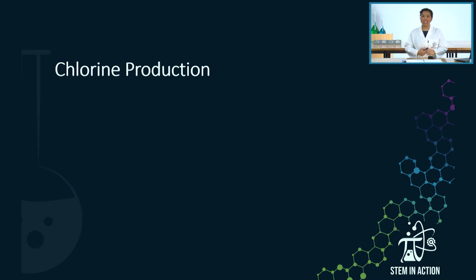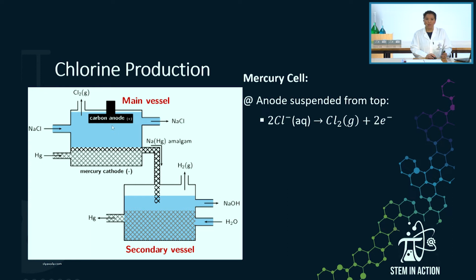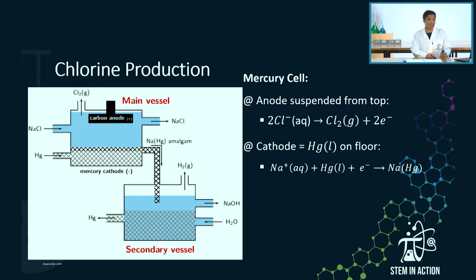Another application of using electrolytic cells is in chlorine production. There are 3 cells that we'd like to consider, and the first one is the mercury cell. So over there, we've got the mercury cell, and we've got our main vessel over here. You'll see we've got a hanging anode, and of course at the anode we have oxidation that takes place. This hanging anode is suspended in our main vessel. At the bottom, or the layer in that main vessel, we have a mercury layer or a mercury floor. That forms our cathode, where reduction will occur.